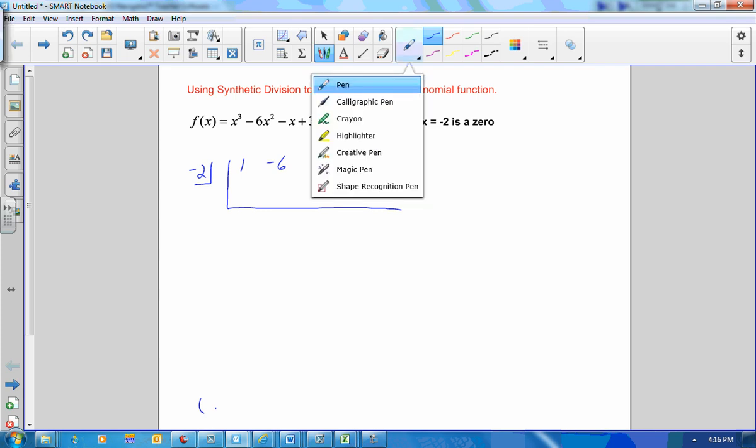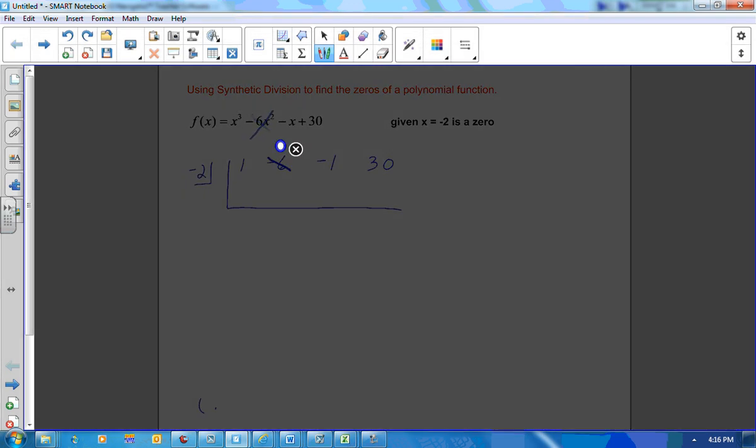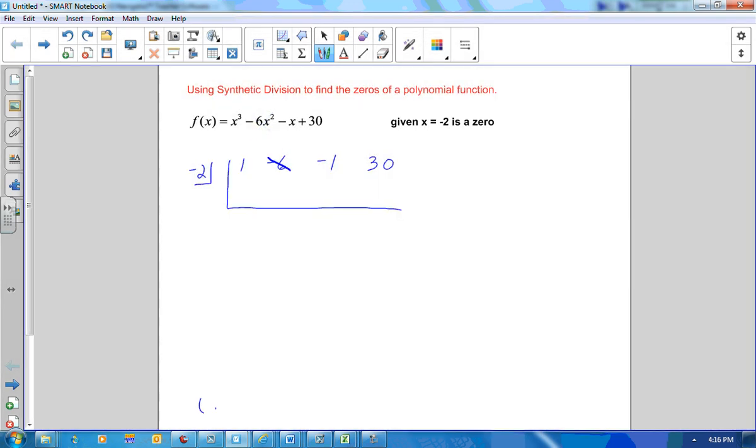Now sometimes you're going to be given a problem where you don't have, say, one of the terms. So suppose you had no squared term. Then what you would have wanted to do here is put a 0 as a placeholder. And I didn't need to do that. Okay?